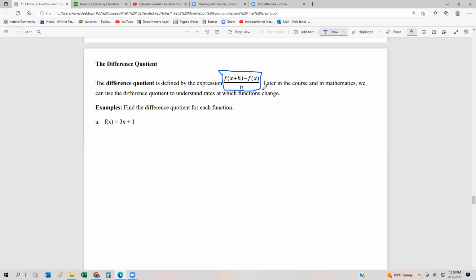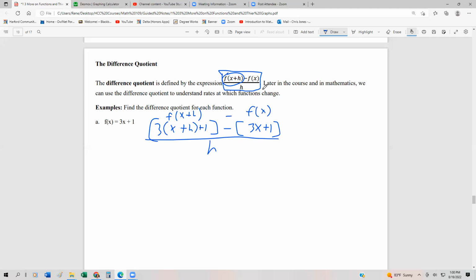So we have 3x plus 1. And what we're going to do is we're going to start by substituting first x plus h. So we get 3 quantity x plus h plus 1, and then minus f of x, and that's going to be the original function, 3x plus 1, and we're going to divide all of that by h. Okay, so this is our f at x plus h. This is minus f of x, and then divided by h.